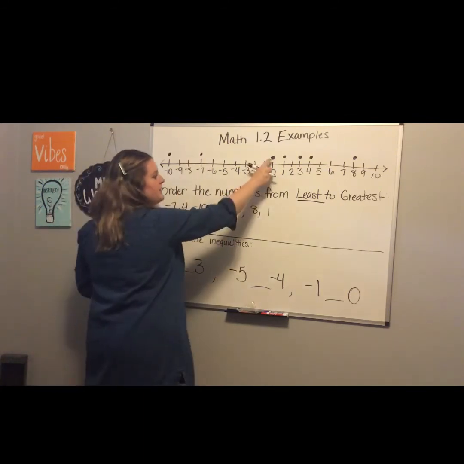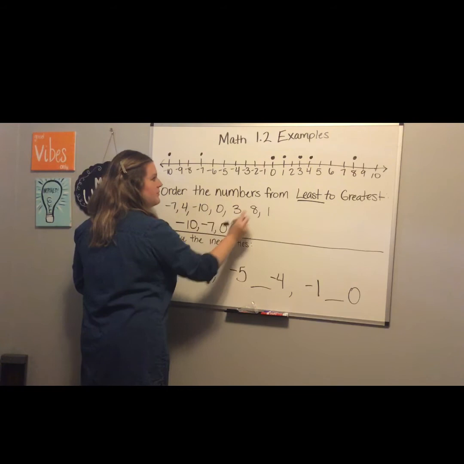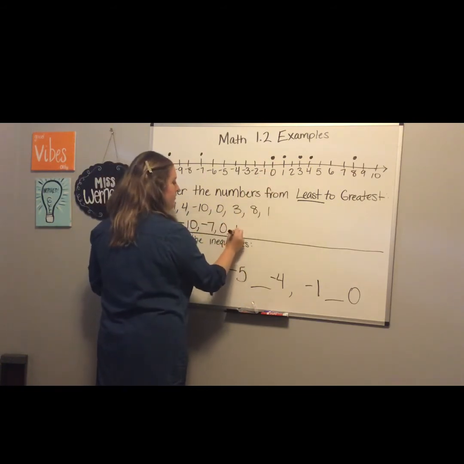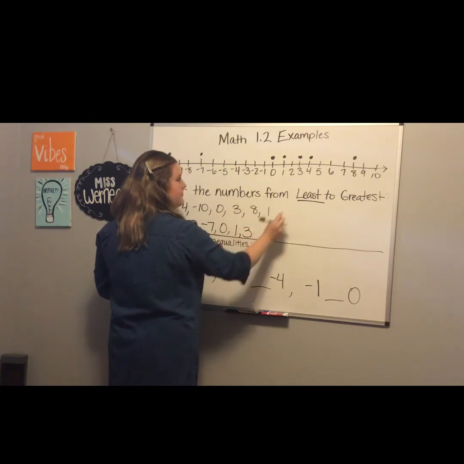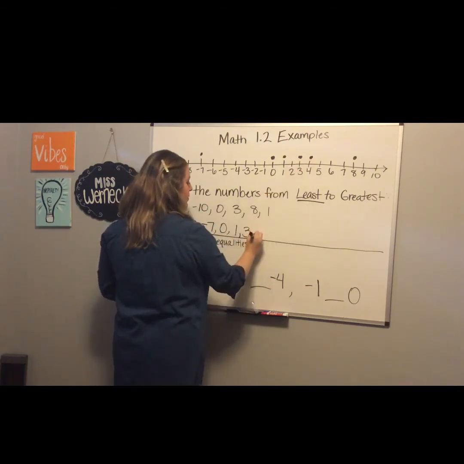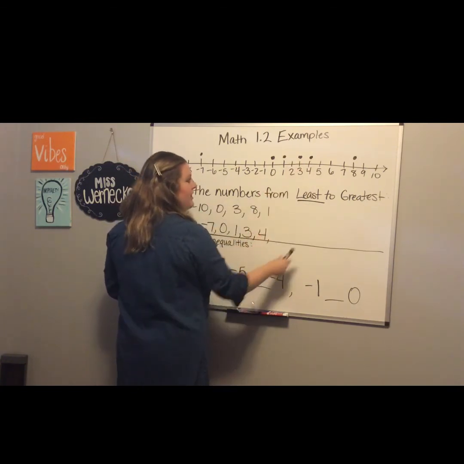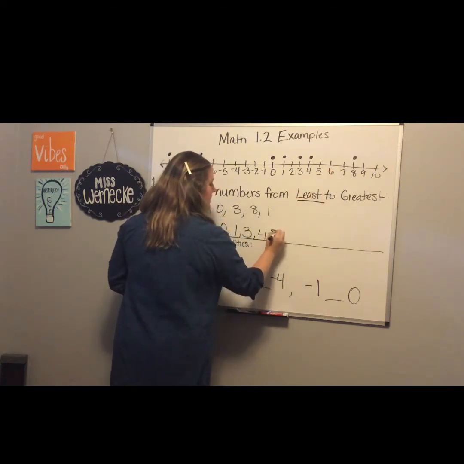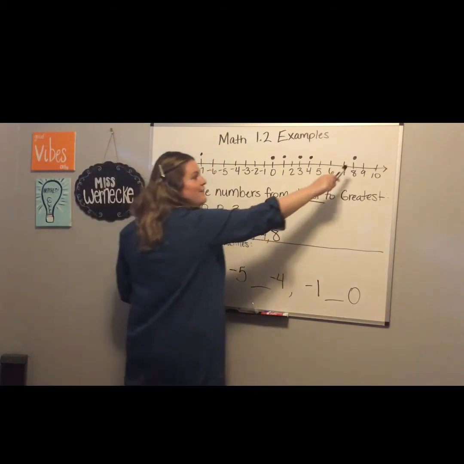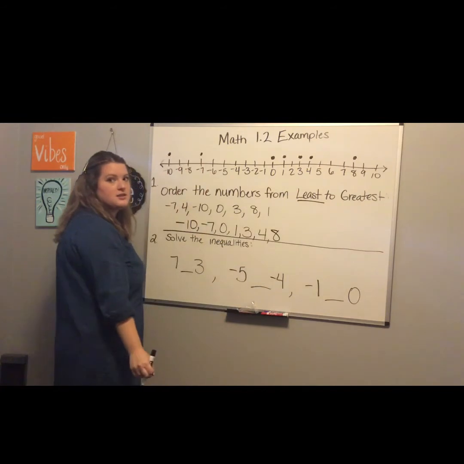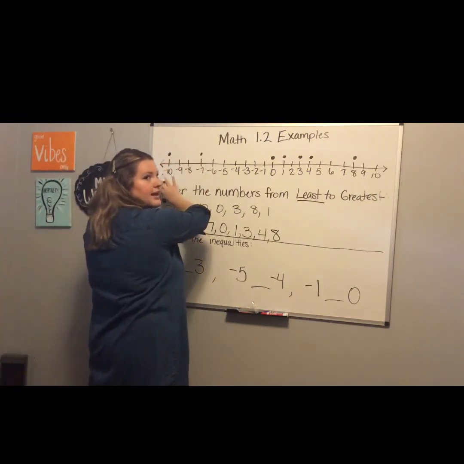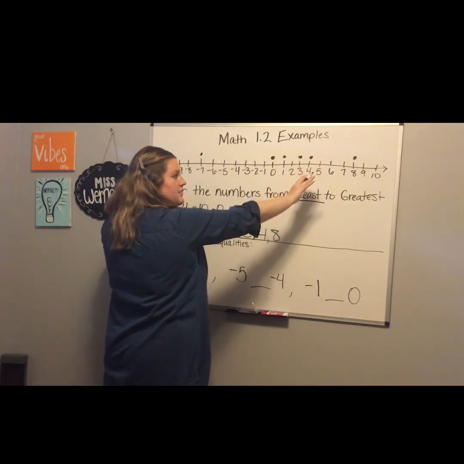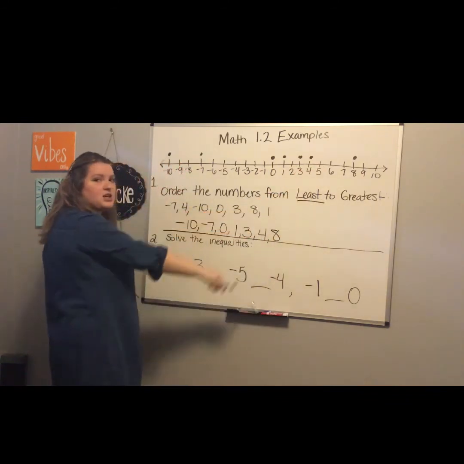And then my next point is 0. And then 1, 3, then 4, and my last point is 8. And I want you to notice, 8 is the farthest to the right. So I went in order from left to right, and I did least to greatest.